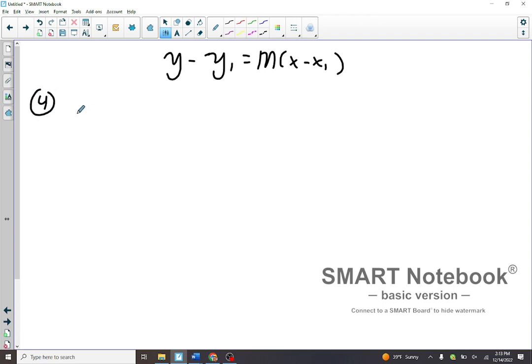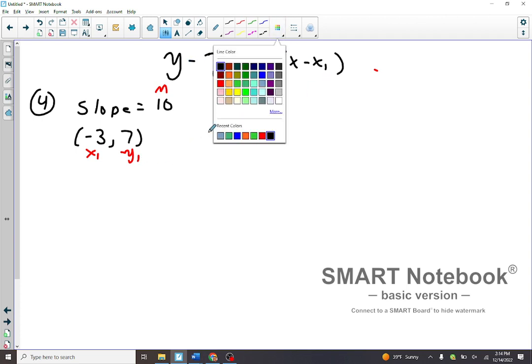So in this one, I'm going to give you a slope, which is, I don't know, 10, and then a coordinate point, -3, comma 7. In this case, we have a slope, which is my m value, and I have a specific x, y. So I call that x sub 1, y sub 1. In that case, I could just plug it in straight through.